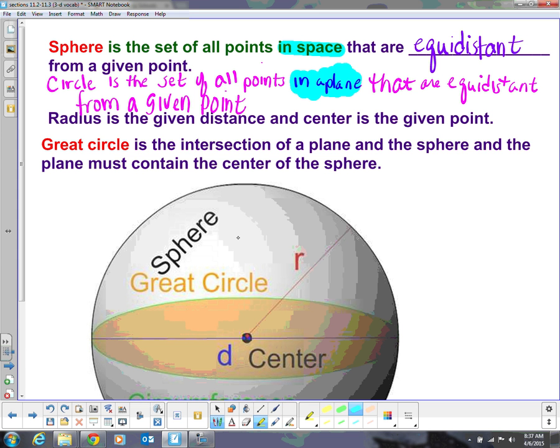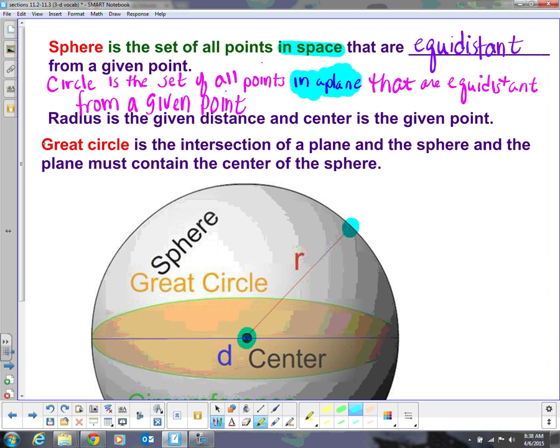Okay, and on the practice EOC, a kid defined a circle and said it is the set of all points that are equidistant from a given point. So he left out the plane, and the fact that he did not restrict it to a plane meant it was a sphere. The radius of a sphere, similar to a circle, starts from the center and stops on the sphere.